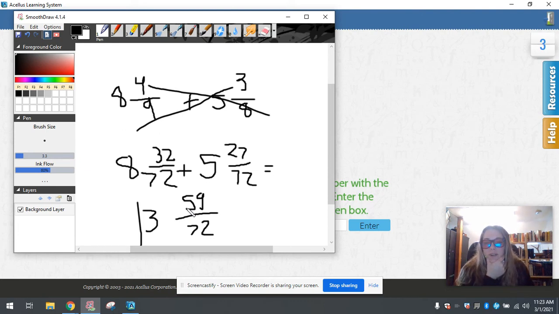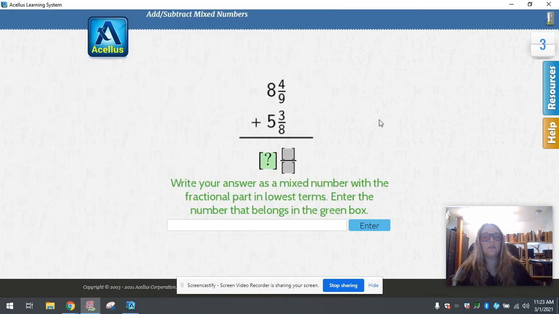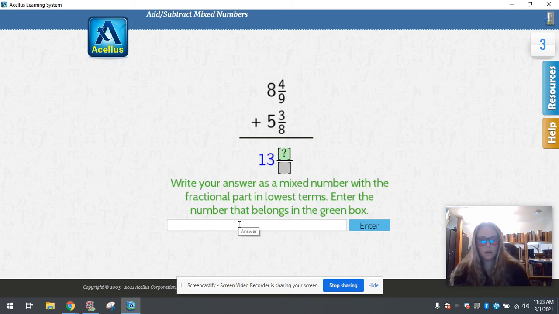Now I'm left with 59 out of 72. They aren't both even. They aren't both divisible by 2 or 5 or 3 or anything. So it's reduced. 13 and 59 out of 72.